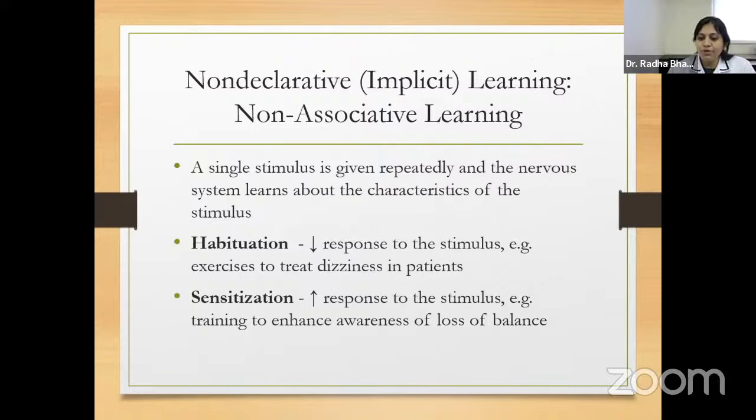So in this type of learning, a single stimulus, when it is given repeatedly, the nervous system learns about the characteristics of that particular stimulus. So there are two types. One is habituation and one is sensitization. This habituation is very much something we must have experienced.